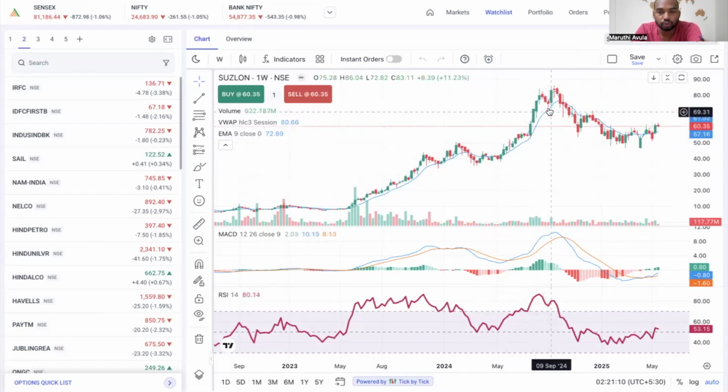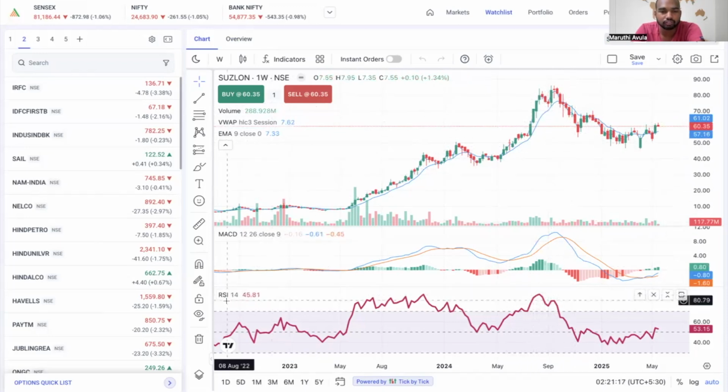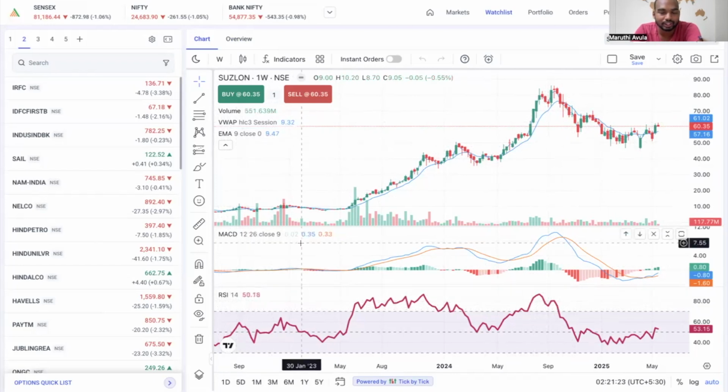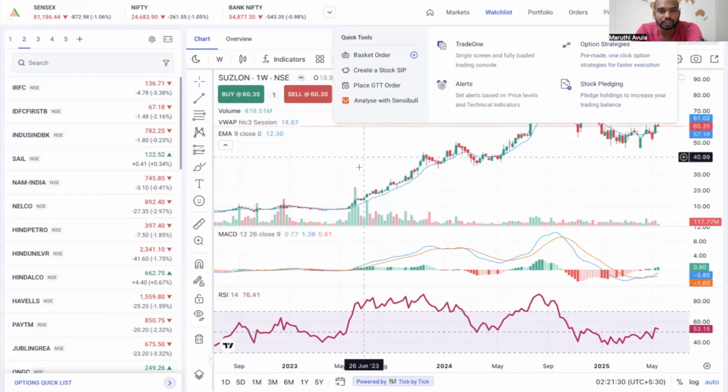To know where to enter and where to exit, these are the technical indicators which I follow: RSI and MACD. These are the two technical indicators I follow. I will explain more in detail. Let's go to the presentation.